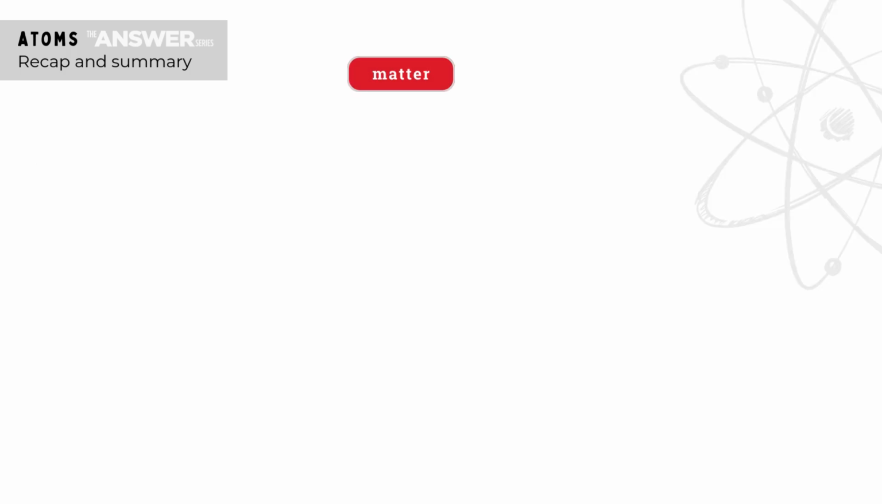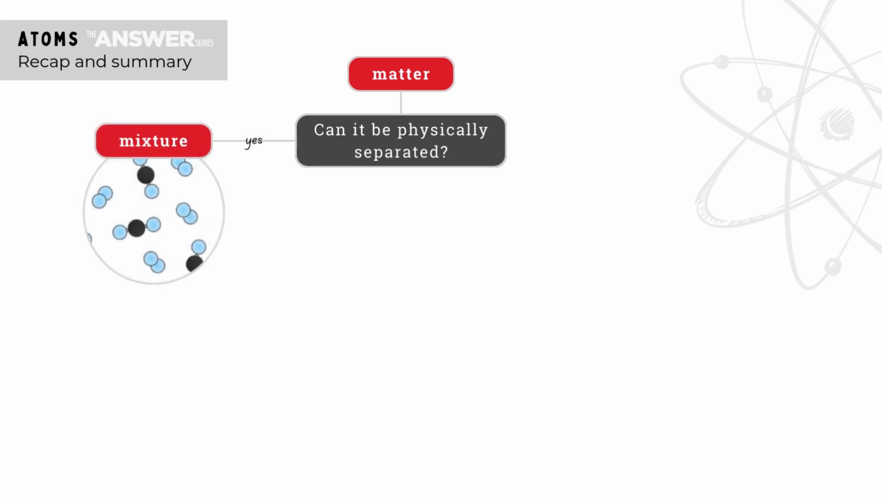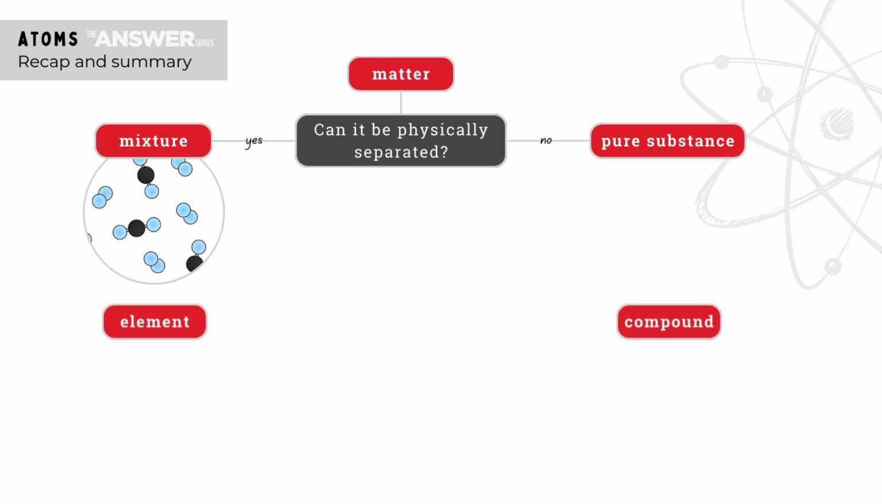So, ultimately, when you are faced with a particular type of matter and you need to determine what it is, you can do this based on the following properties. So this is a nice flow diagram to remember. The first thing is to ask yourself, can this matter be physically separated? If your answer is yes, then most likely you're looking at a mixture. If your answer is no, you're dealing with one of the pure substances, an element or a compound.